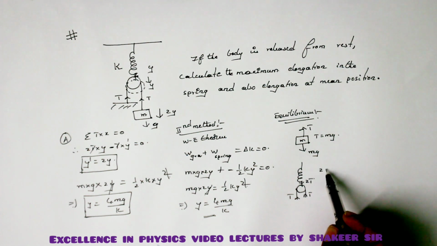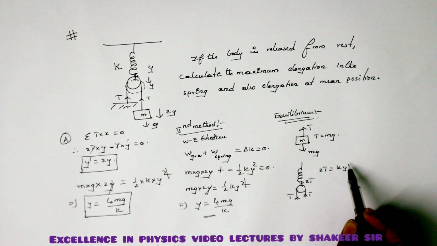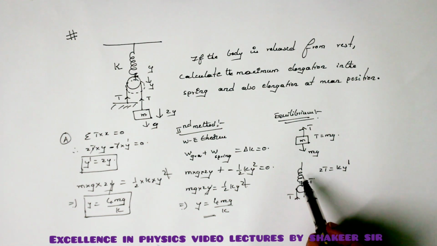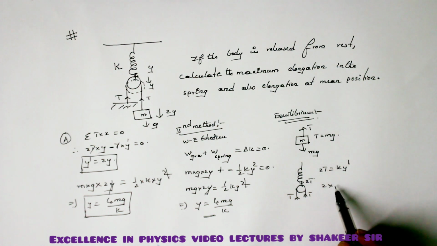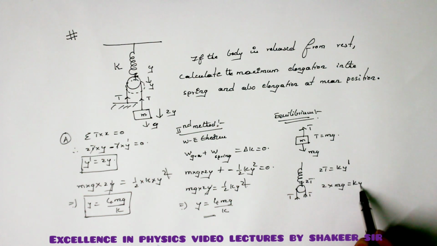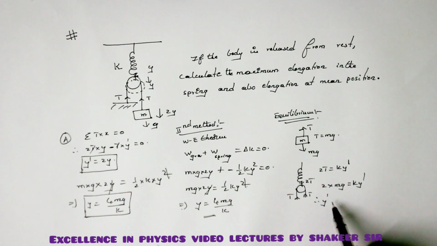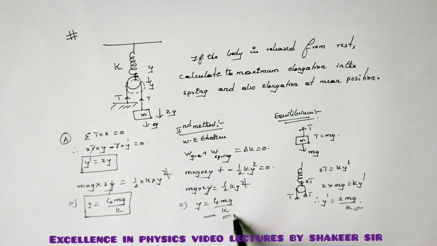So therefore I can write 2T should be equal to Ky dash, and y dash is the elongation in the spring. So 2 into, instead of T I can write mg, is equal to Ky dash. So therefore y dash is equal to 2 mg divided by k. So this is our answer. So now if you compare these answers, maximum elongation is 4 mg divided by k, but at the equilibrium position, y dash is equal to 2 mg divided by k.